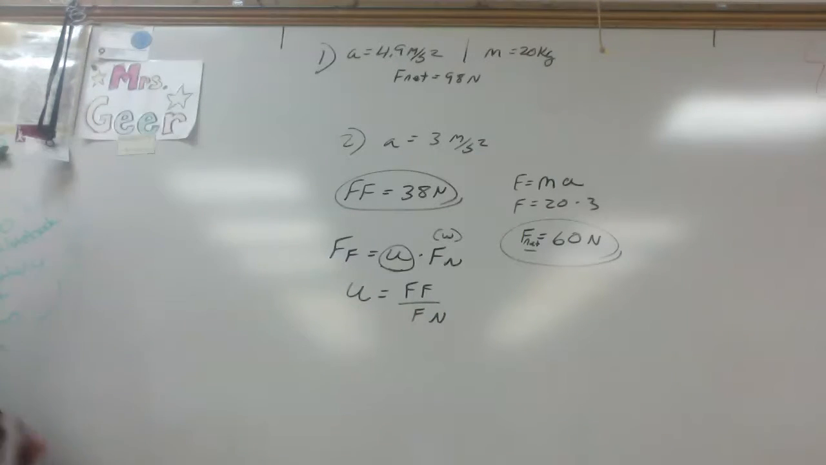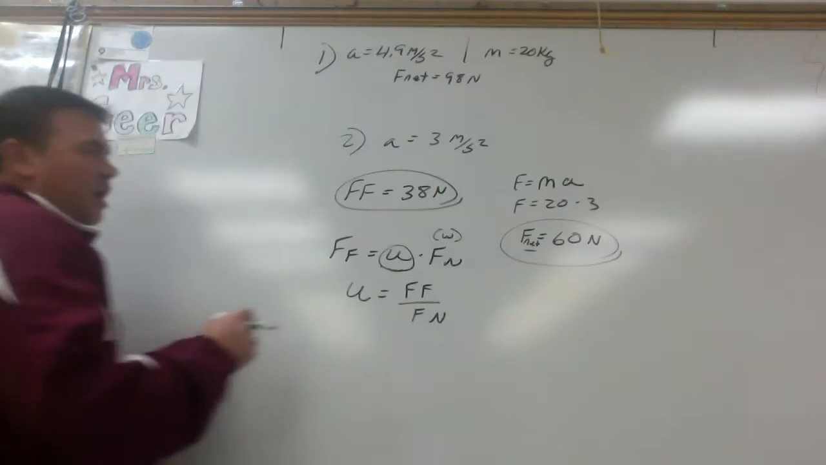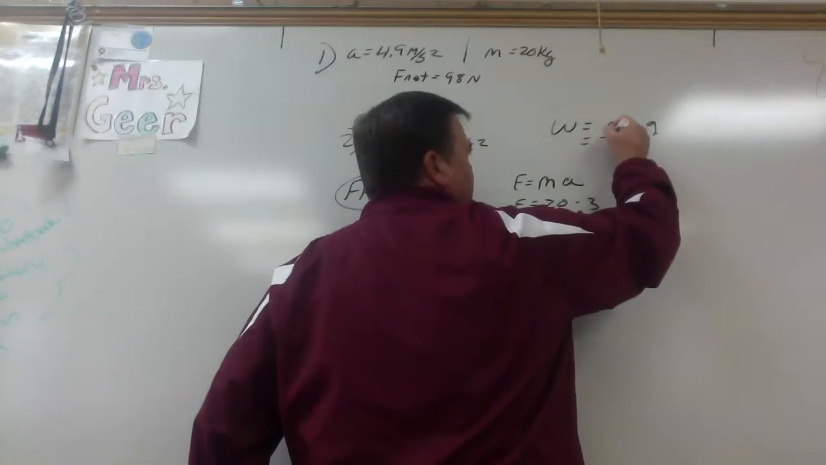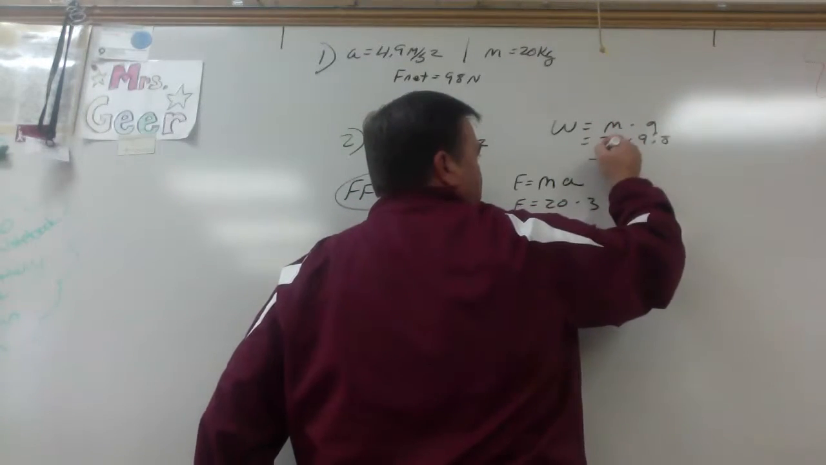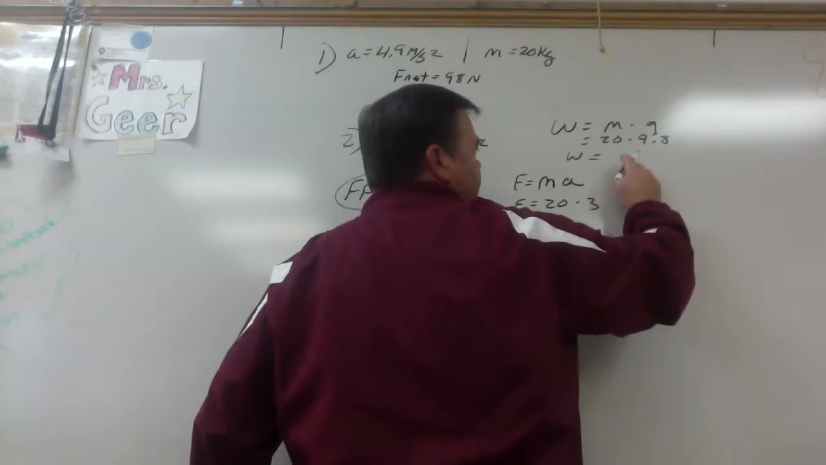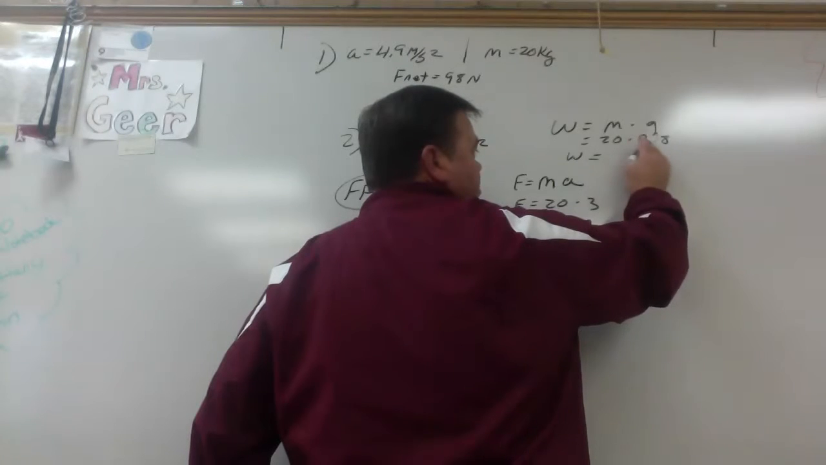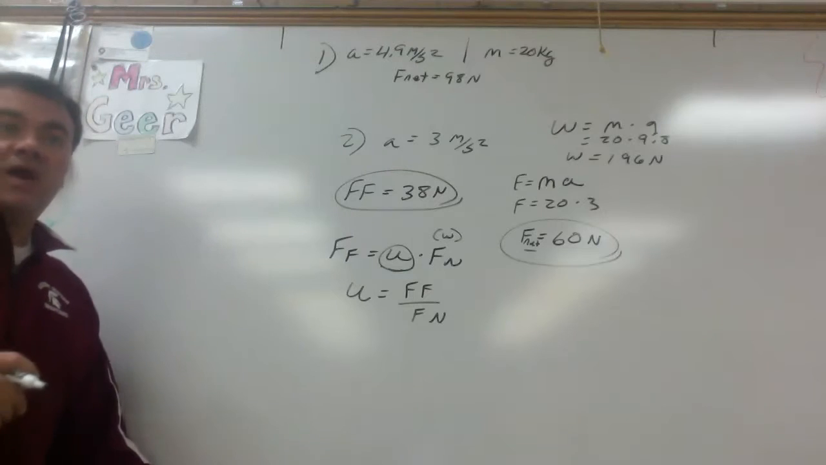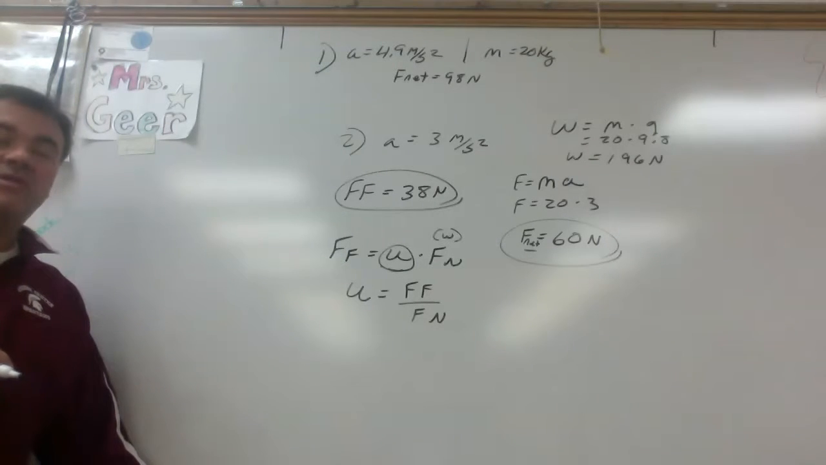What's Fn? What's the weight? What weight are we dealing with? How much weight is moving here? 5 plus 15 is 20. Weight equals mass times gravity, which is 20 times 9.8, which is what? How much weight? 196 newtons? Isn't that how much is moving?